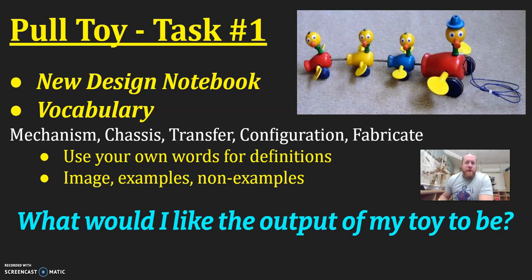As we start thinking about our pull toy, we want to start thinking about this essential question: what would I like the output of my toy to be? So as I pull the toy along the ground, which you'll learn about in just a little bit, like you see the ducks up here in the corner, as I pull this string and the wheels, and this wheel's along the ground, what do I want to have happen? What do I want the output to be?